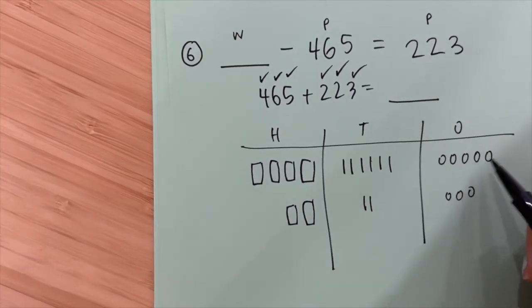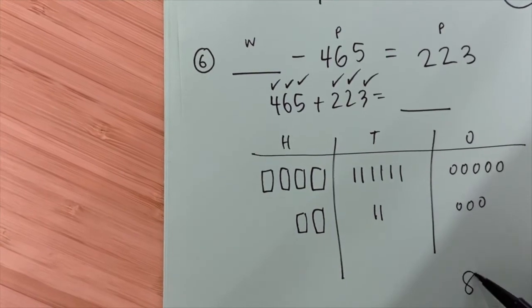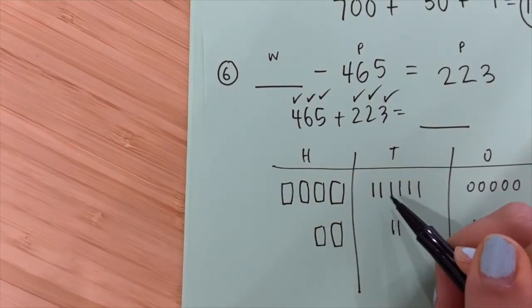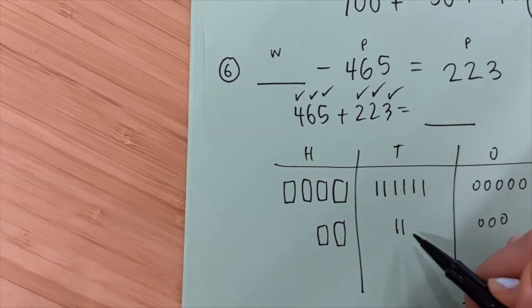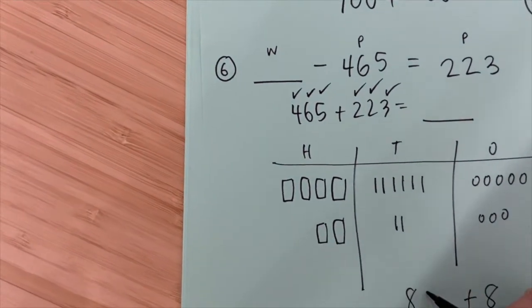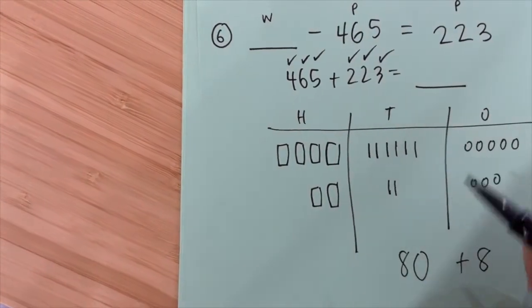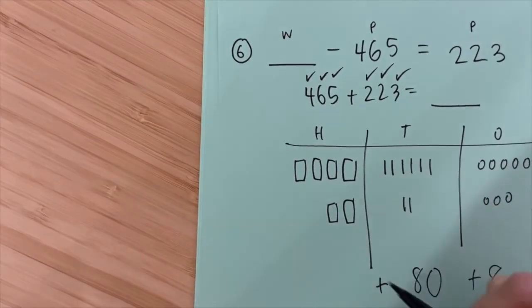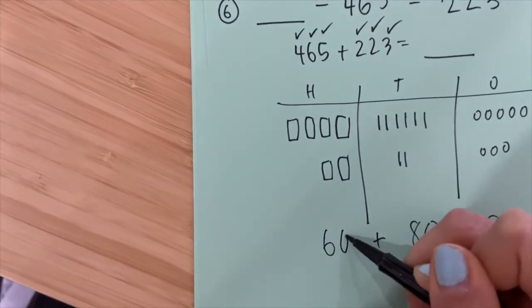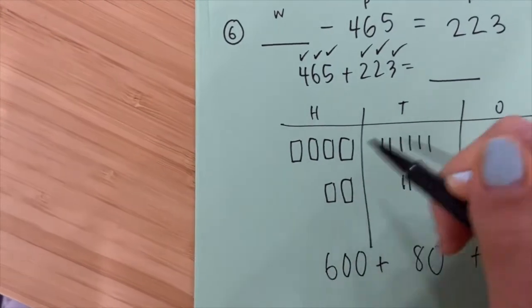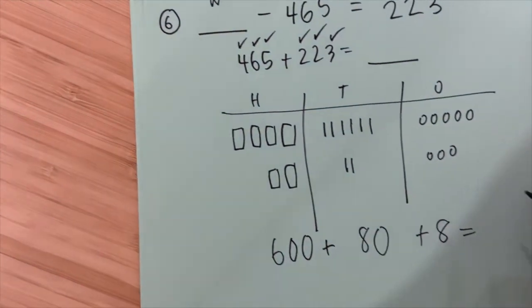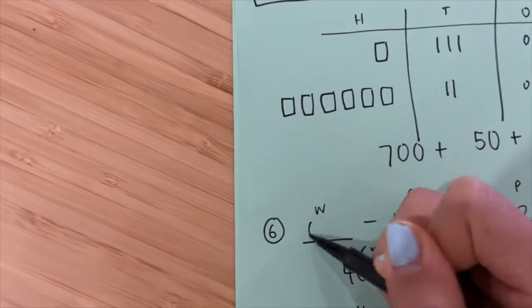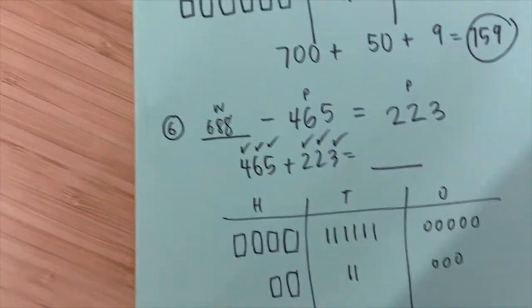8 ones, plus 8 ones. Ooh, but I'm not going to write 8. I'm going to write 80 because the value of 8 tens is 80, plus 6 hundreds. But I'm not going to write 6. I'm going to write 600 because the value of 6 hundreds is 600. Equals 688. My missing whole was 688.